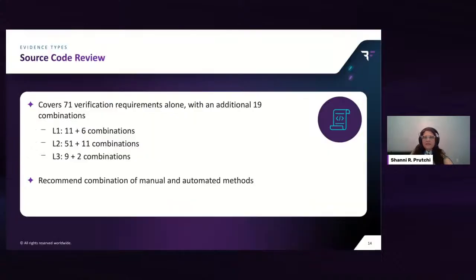Our next type of evidence is source code. Here, there is a recommendation to do some automated and manual review, where automated review would be like a SAST tool. You're not expected to do everything through manual review. By itself, this evidence type covers 71 requirements, but you do have some requirements where that type of evidence needs to be combined with some other evidence type, such as documentation or infrastructure. So this is what we call a combination. And we will see that across other evidence types as well.